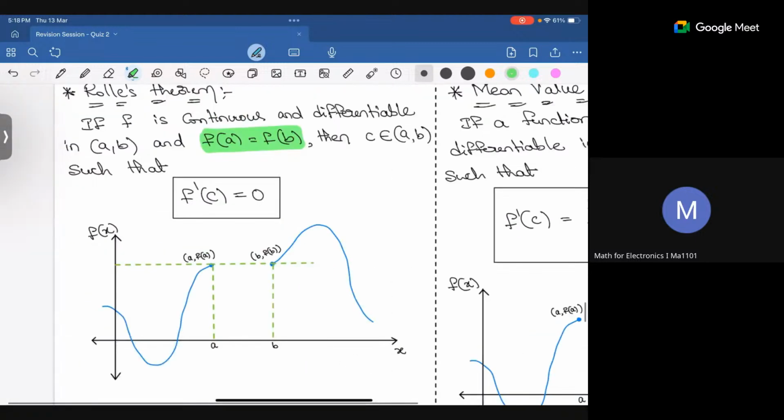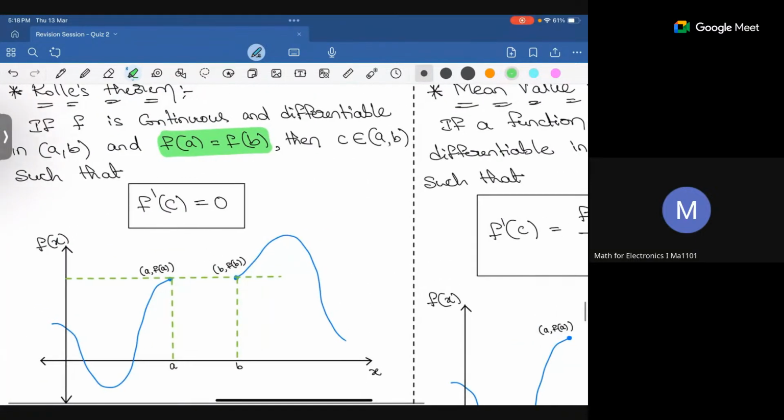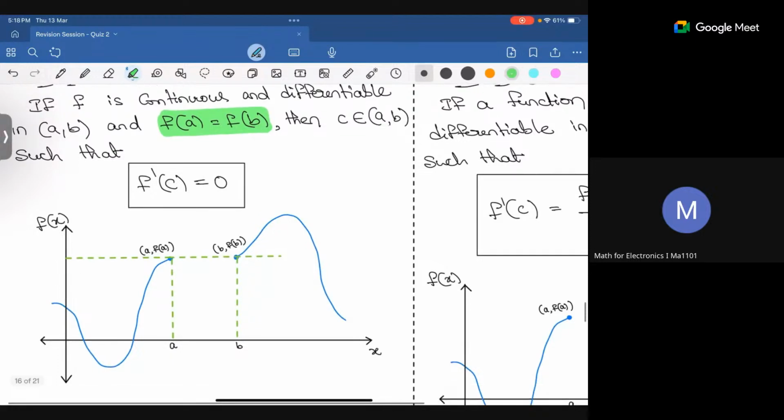Okay, so you know that your function is continuous and differentiable in the interval AB, and also you know that f of A is equal to f of B. Then what can we say? There exists a point C in between AB such that the derivative will be 0. Okay, so graphically, what does it mean? You have your function. To the right of B and left of A, you don't have to worry, it can behave any way.